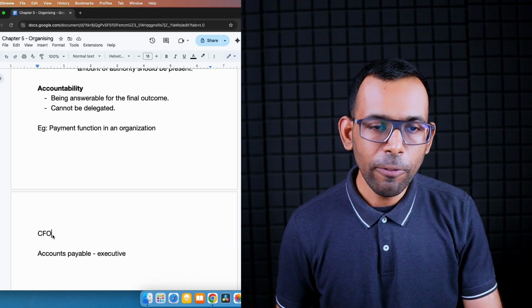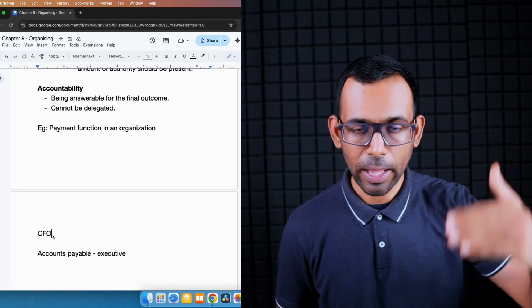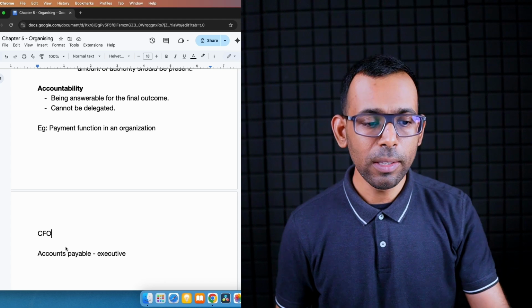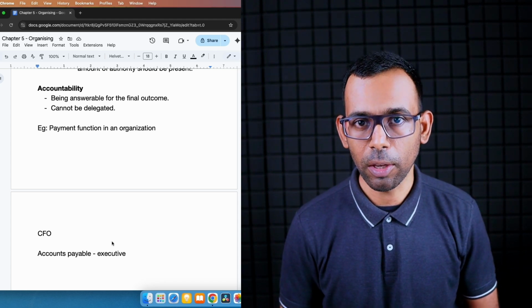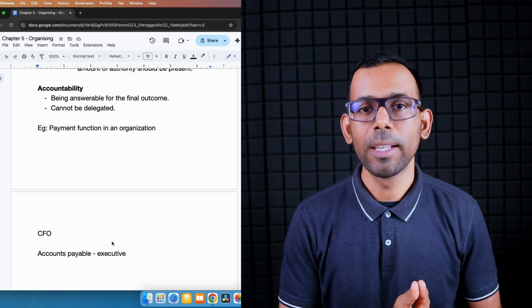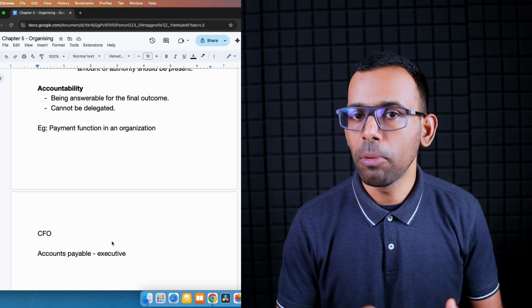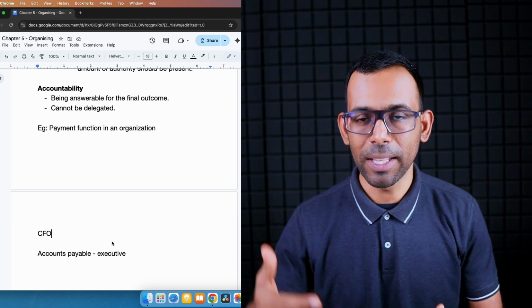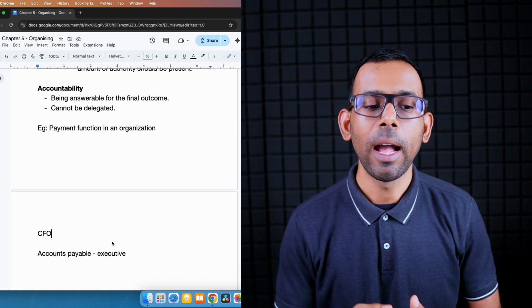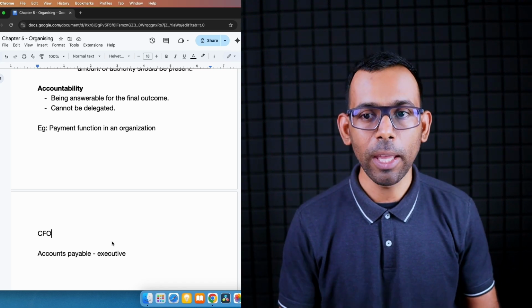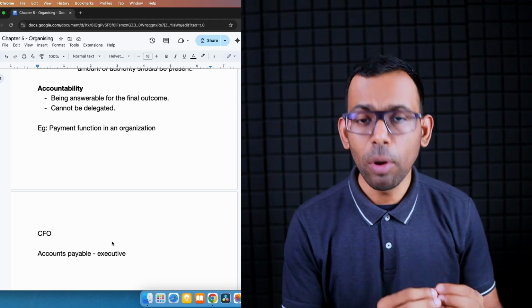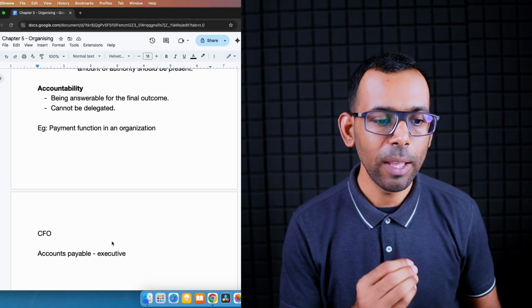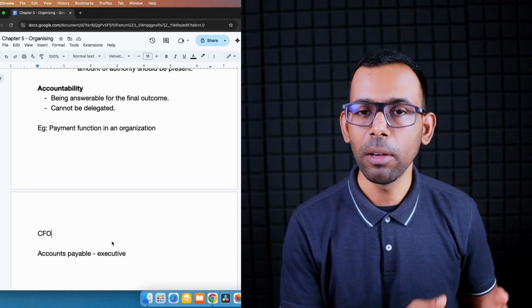Now the CFO is at the top of the hierarchy. The CFO hires an accounts payable executive. So what is the duty of an accounts payable executive? The accounts payable executive is responsible for accounting all the invoices of the supplies they made from the vendors, and he or she is responsible to make the payments on time. So the core responsibility of the accounts payable executive is to make the payment to the vendor.